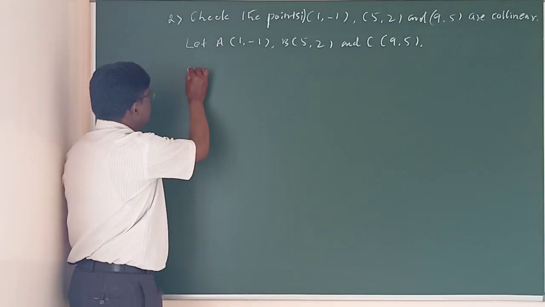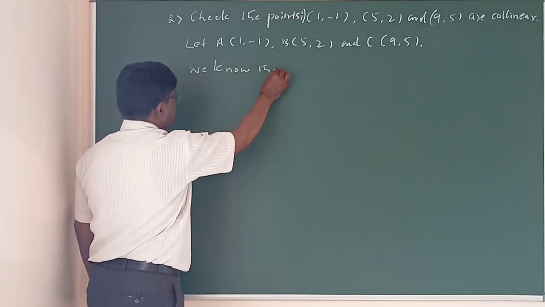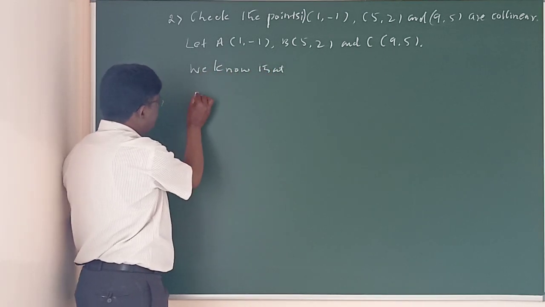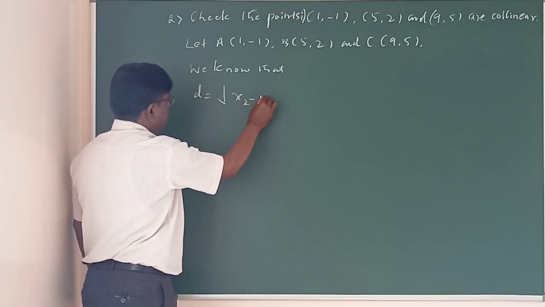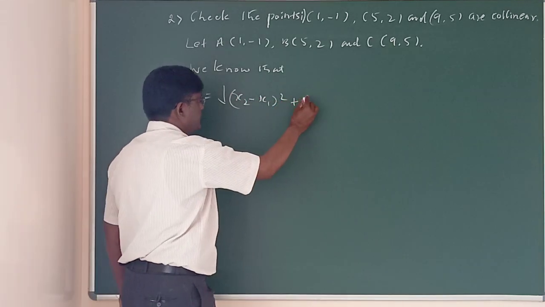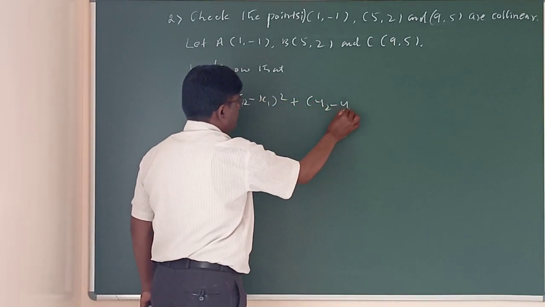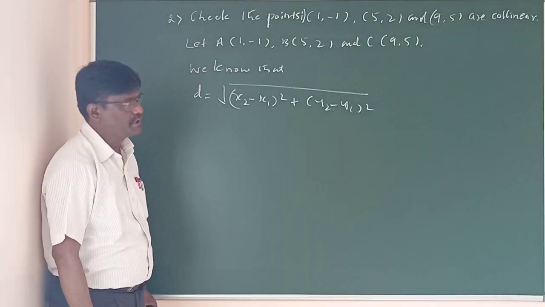How? Let us apply the distance formula. We know that D equals square root of (x2 minus x1) whole square plus (y2 minus y1) whole square. Okay, this is what we call the distance formula.